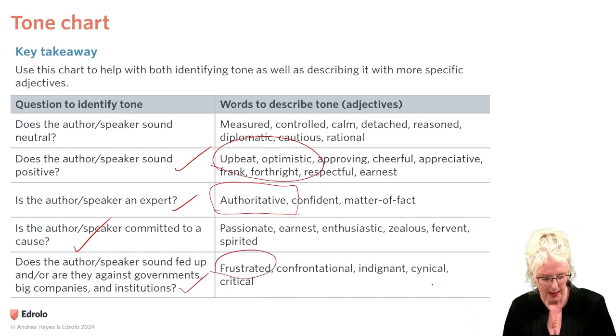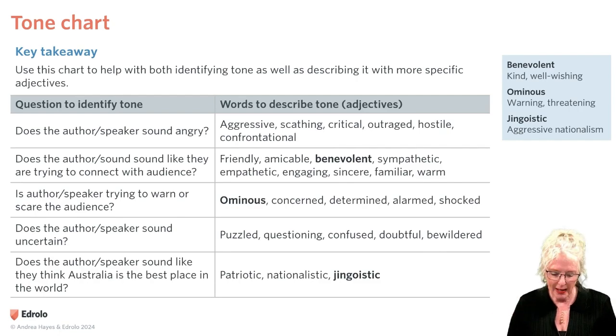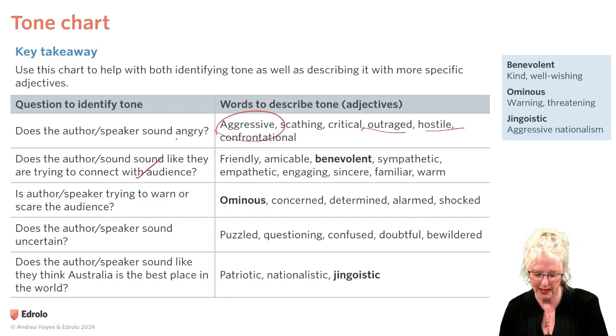They might be cynical, or they might be highly critical, highly negative about everything. Does the author sound angry, aggressive? Now, this will be a scale. Like, are they outraged? Are they hostile? Or are they just merely critical? Scathing is a nice word here too. I like that one.